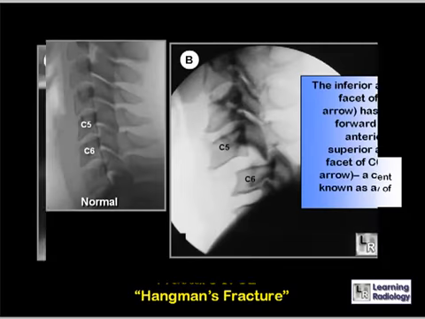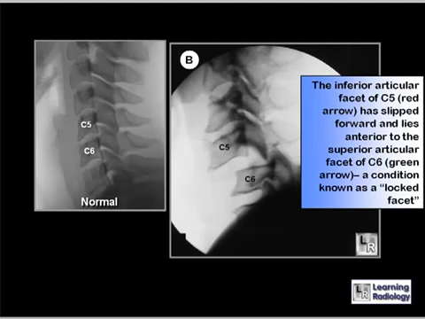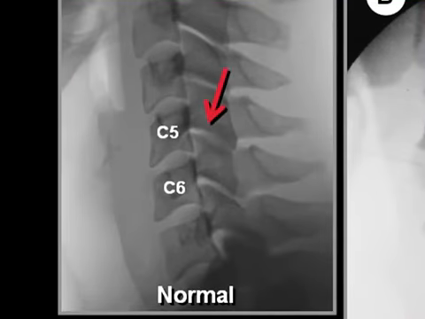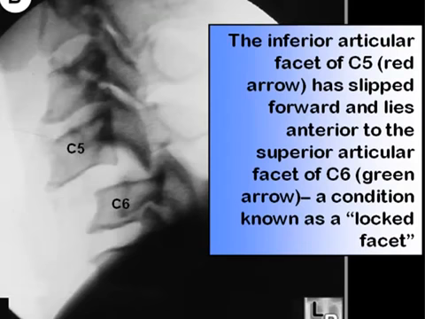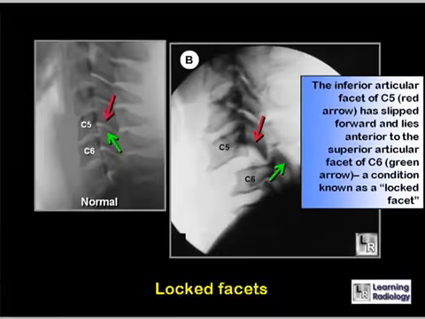In patient B, let's first look at the normal relationship of the superior and inferior articulating facets. Normally, the inferior articulating facet of one vertebral body lies posterior to the superior articulating facet of the body below. In our case, the inferior articulating facet of C5 has slipped forward and lies anterior to the superior articulating facet of C6, a condition here which is known as a locked facet. Locked facets are usually associated with 50% or greater anterior slip of one vertebral body on another, and they're frequently associated with spinal cord damage.